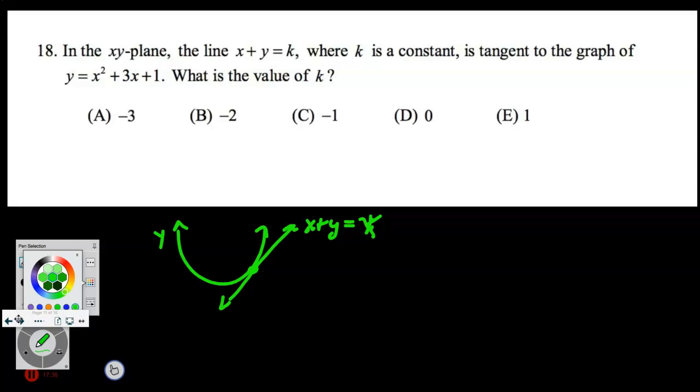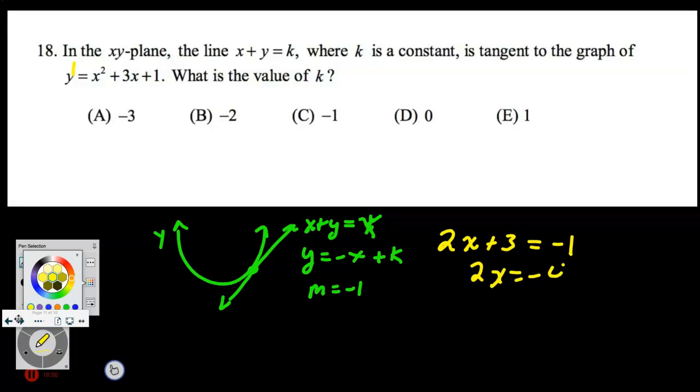Well, if it's tangent, it's slope. Okay, so I'd have to solve for x. My slope is equal to -1. Well, a derivative is the slope of the tangent line. So I'm going to take my derivative, which would be 2x plus 3. That'd be my y prime, and I've got to set it equal to -1. So 2x would equal -4. X would equal -2. All right?